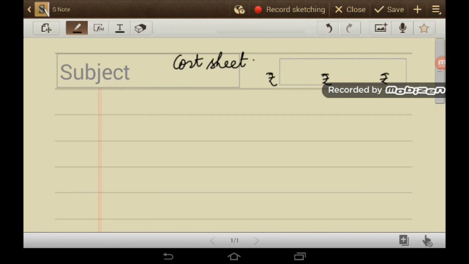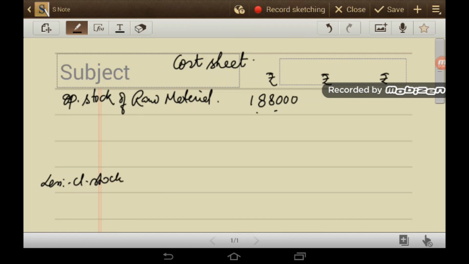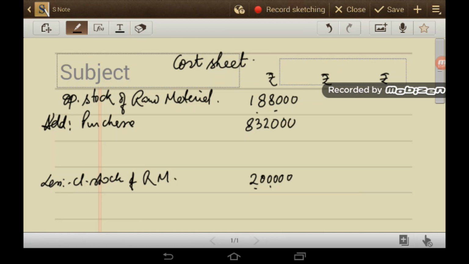So in this question you have the first item, the opening stock of material. You should not read the problem thrice to solve this problem. Rather you take each element. The first item is opening stock of raw material, so you write here opening stock of raw material. So obviously opening stock of raw material is a part of your prime cost. So opening stock of raw material I am writing here 1,88,000. The next item is the closing stock. So obviously I have to leave some space here and write here less closing stock of raw material. So this is 2 lakh. The next item is material purchase. So add purchase of raw material, purchase. So this is 8,32,000.